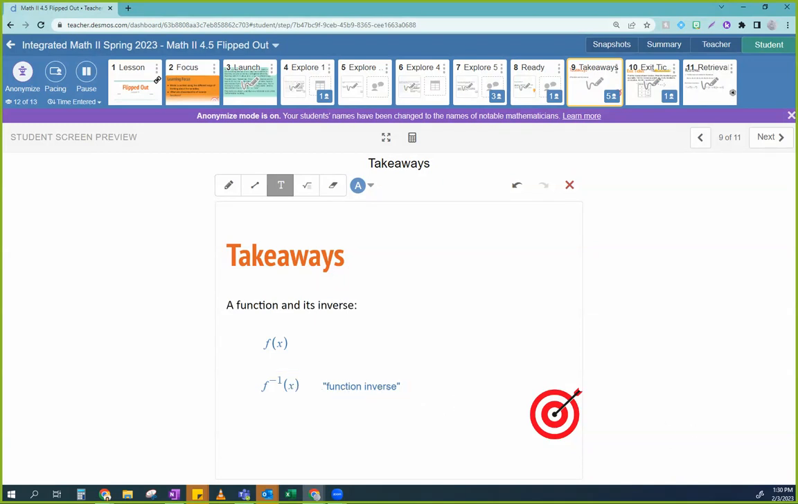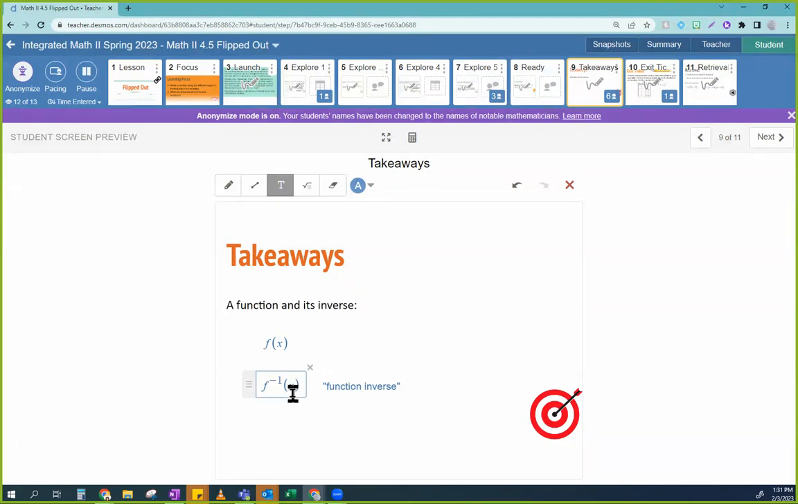Please don't say f of negative 1 for this, okay? A lot of people mess up on this part because they think, oh, that's an exponent. So I know how to say this, Miss Johnson. It's f of negative 1. No, we say f inverse or function inverse of x.